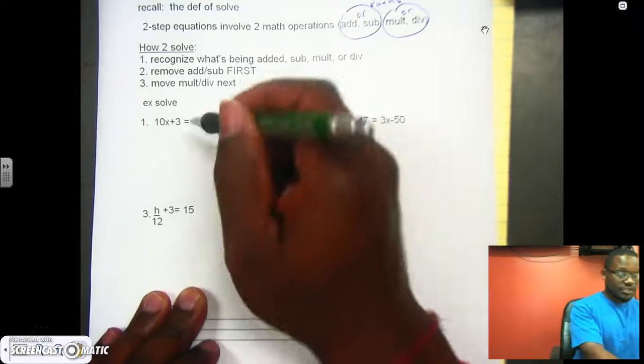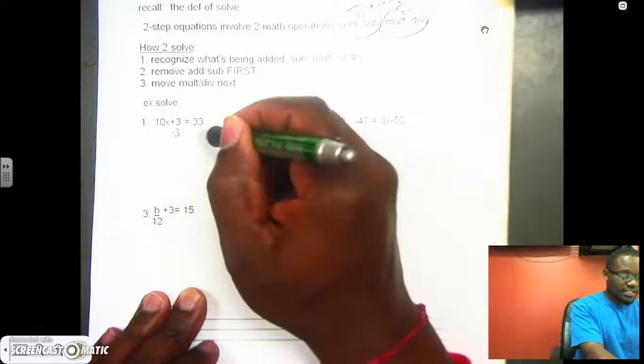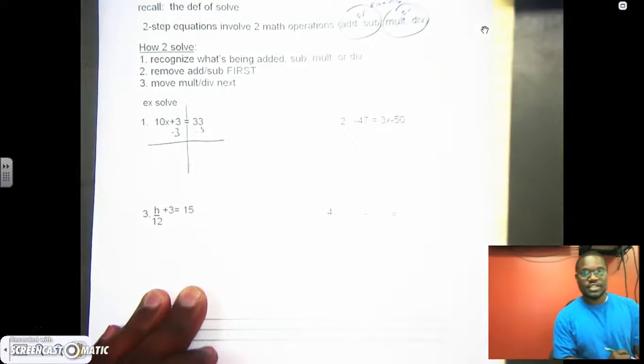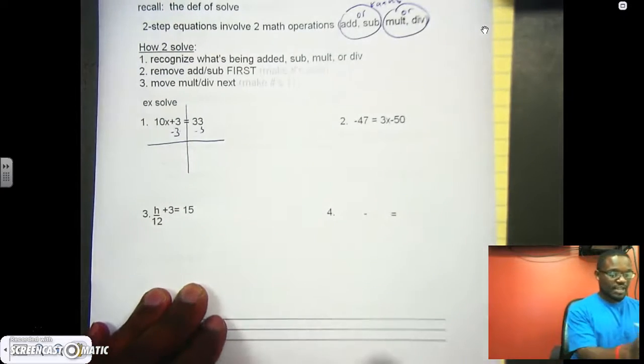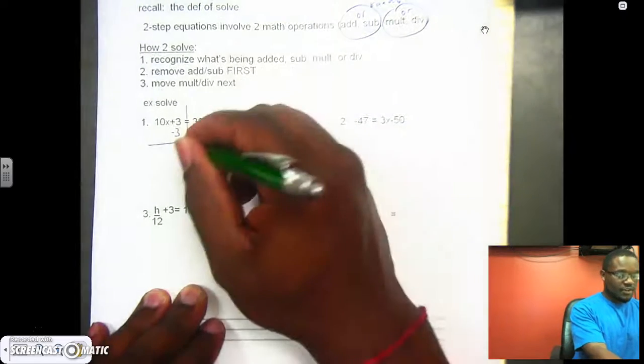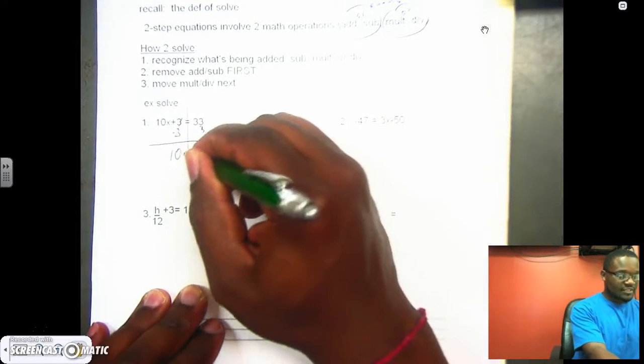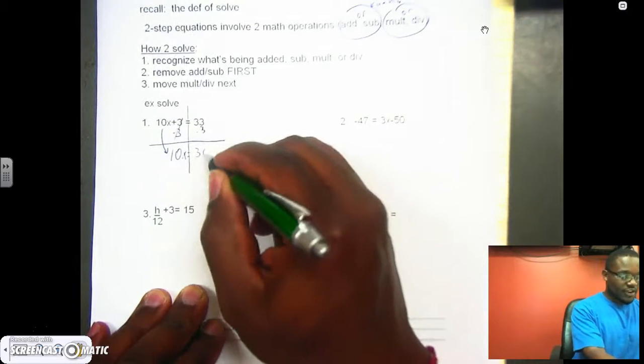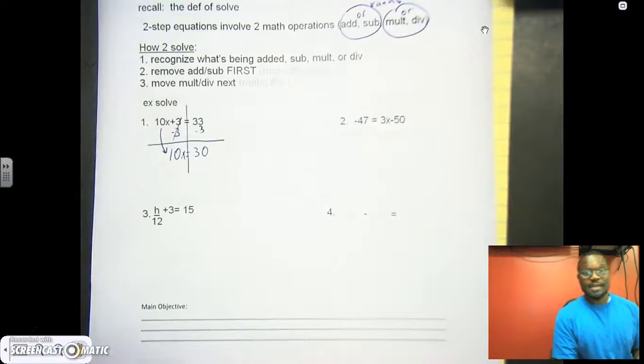So the rules say you subtract first, or remove your addition and subtraction first, but remember, whatever you do to one side, you do the same thing to the other side. And so notice I subtracted 3 from both sides, and those cancel out, which leaves me 10x on this side. That just comes straight down. 33 minus 3 is 30. Last week we had one step and we were done.